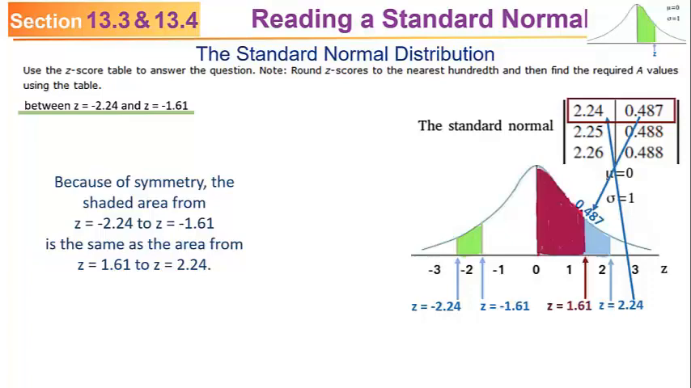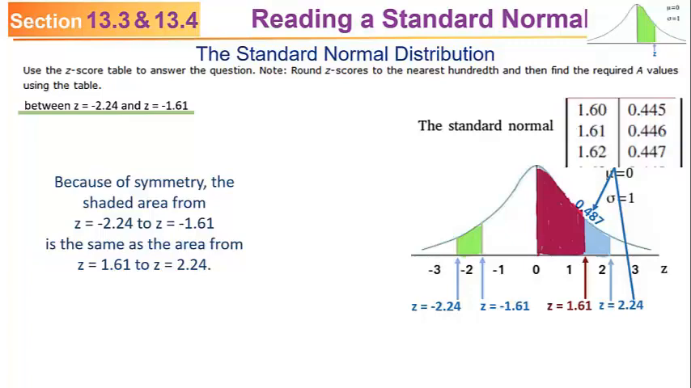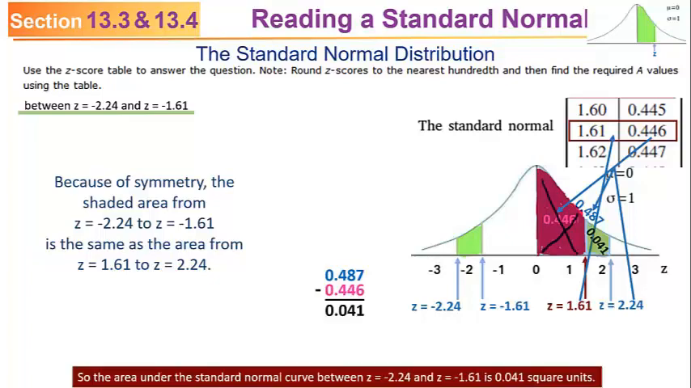Then look up the smaller z value, 1.61. That turns out to be 0.446. That's the area you want to get rid of. So if you take that away from the larger area, you'll end up with an area of 0.041. So the area under the standard normal curve between z equal negative 2.24 and z equal negative 1.61 is about 0.041 square units.